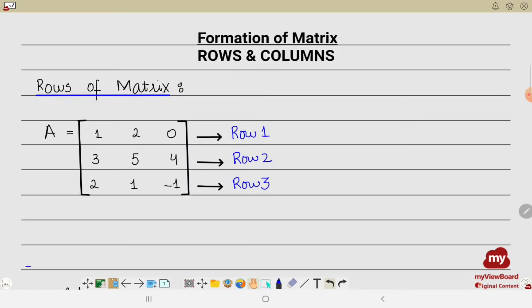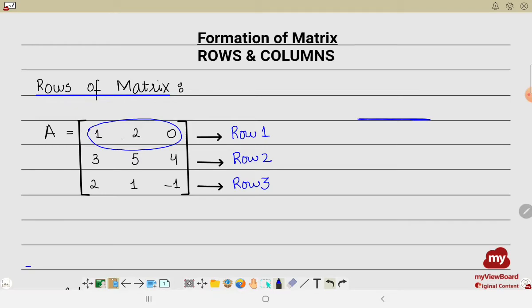Now, how is a matrix formed? The formation of matrices is done with the help of rows and columns. First, let's discuss what are rows. Rows of matrix. I have written down one example already. The matrix A is written in this form. So, the numbers, or you can say the elements, arranged in horizontal form are called rows. Horizontal lines are these sleeping lines, right? So the numbers arranged in horizontal form or the entries or the elements arranged in horizontal form are called rows.